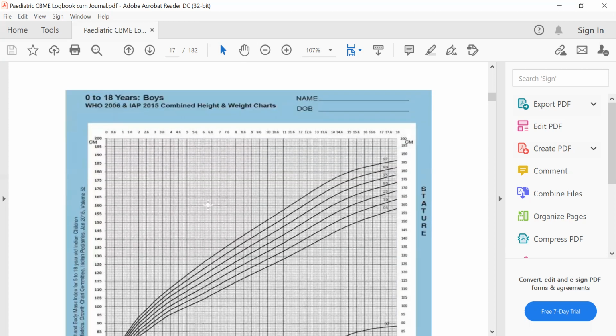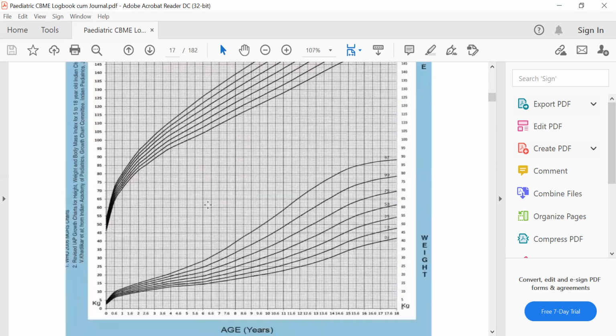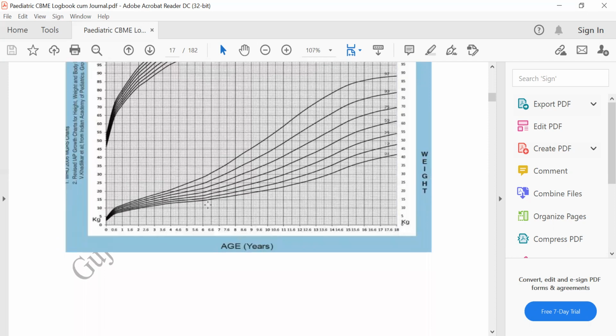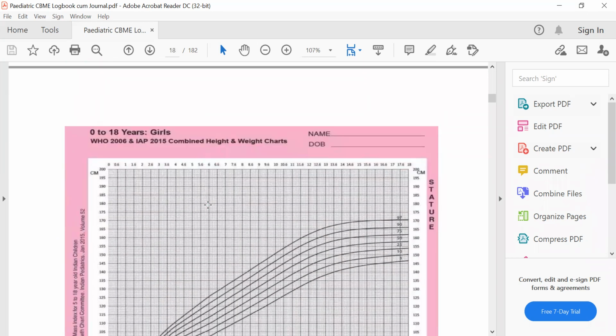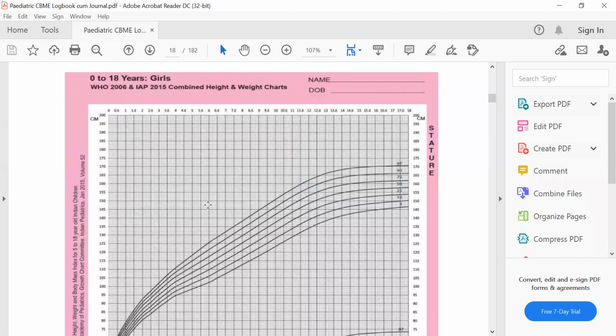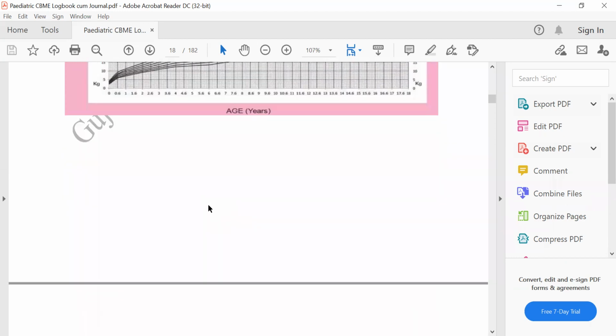And this is the growth chart according to the WHO for the boys and girls. I have put it here. It is according to the Indian Academy of Pediatrics and the WHO guidelines.